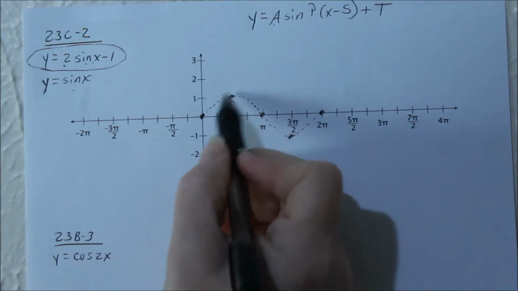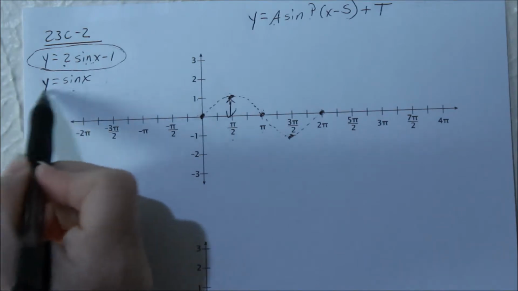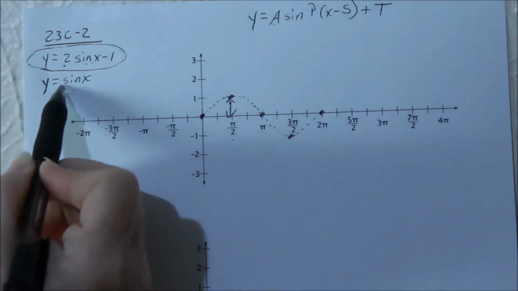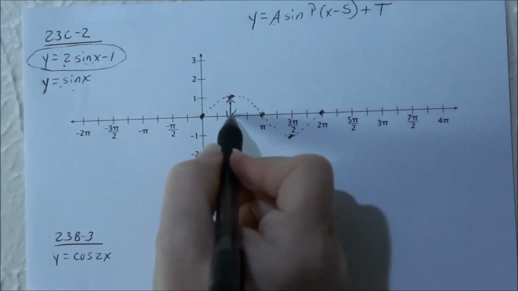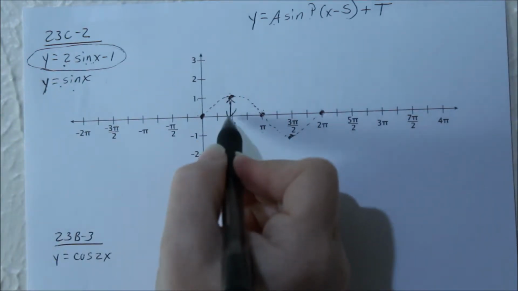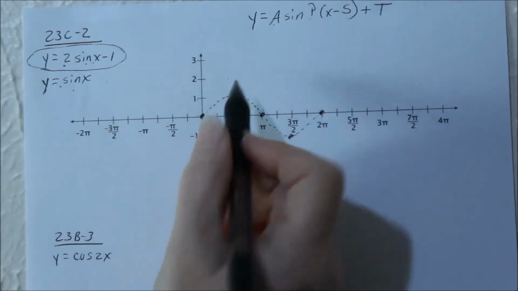My amplitude is 1 right now for this curve, which makes sense because that's this graph. There's an implied 1 in front of the sine. My new amplitude needs to be a 2. So this distance now needs to be 2. So it needs to go from here all the way up to 2.